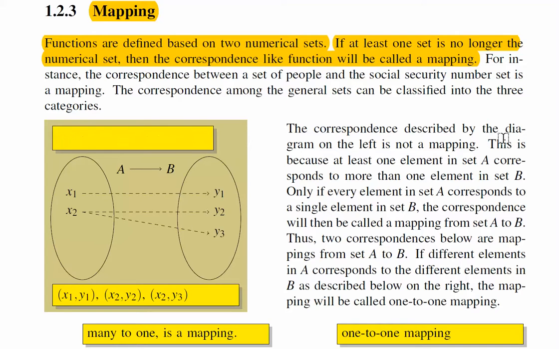Now, recall how the function was defined. In this case, from A to B, x1 corresponds to y1. x2 corresponds to y2, but concurrently, x2 also corresponds to y3. So in this case, for x sub 2, there is more than one element in B corresponding to the element in A. So we say this correspondence is not a mapping.